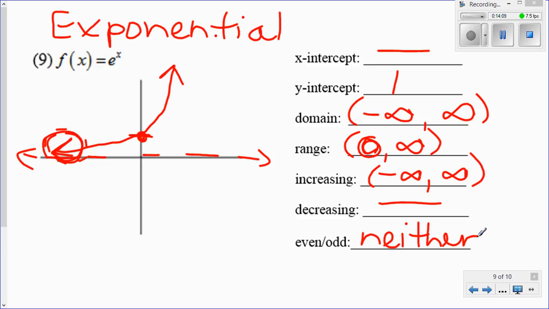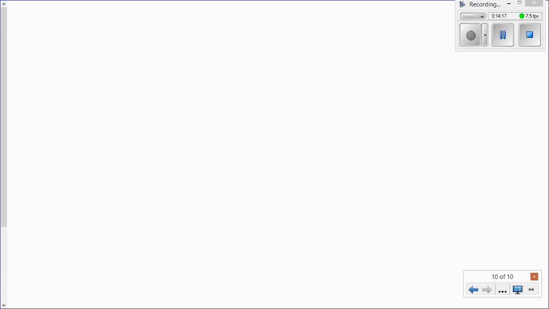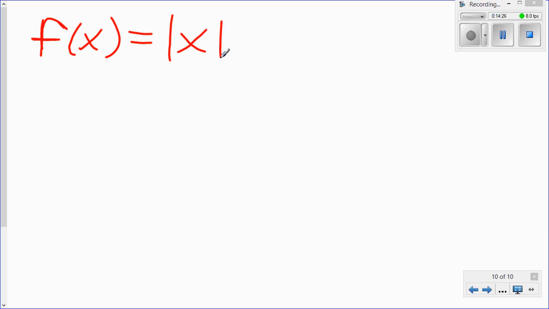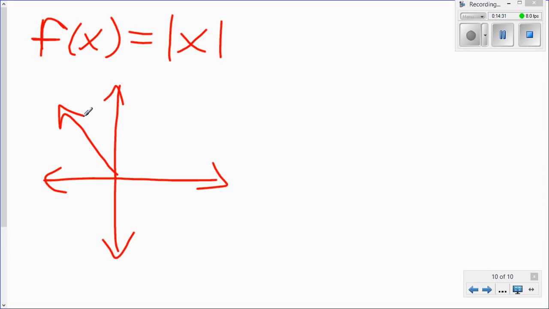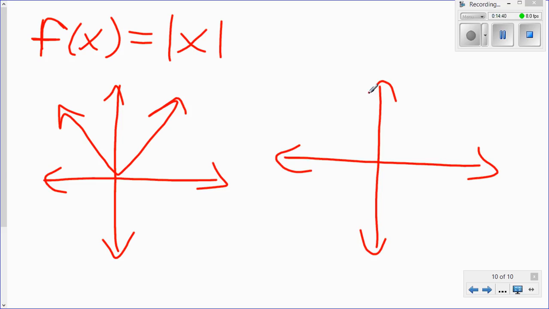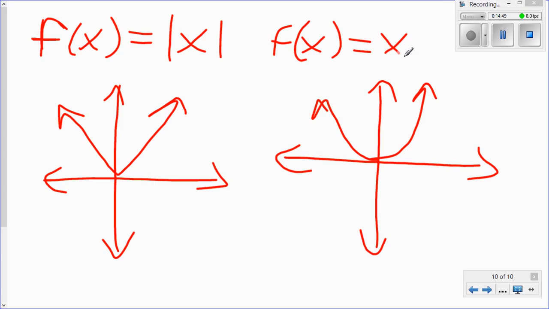Okay, so these are your 9 parent functions. You need to study them. What you need to be able to do tomorrow is, if I give you the function as an equation, okay, let's say I give you this, f of x equals absolute value of x, I want you to be able to very quickly sketch that graph and know what it looks like. Okay, that one is the V. Or if I give you a graph, I want you to be able to tell me what the function is. Okay, so if I gave you this graph, you need to be able to say, oh, okay, that's the quadratic. That's f of x equals x squared.